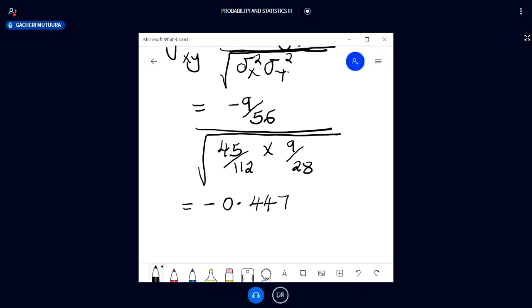I don't know if you're all getting that. Negative 0.4472. Interpretation. What is the interpretation of that? How do we interpret that?